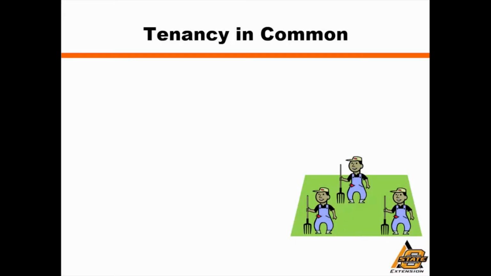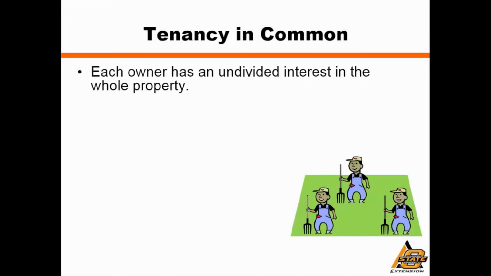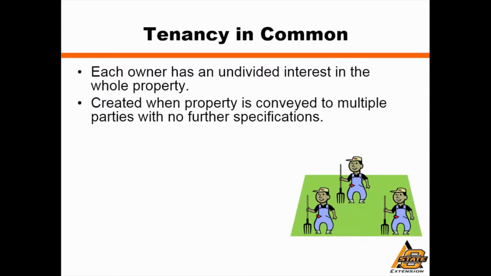Tenancy in common. Basically, each owner has an undivided interest in the whole property. Creation usually occurs when property is conveyed to multiple parties with no further instructions. In other words, I want sons A, B, and C to inherit this piece of land. There are no specifications as to what portion of that land they get, what 80 acres, how it's divided, etc.